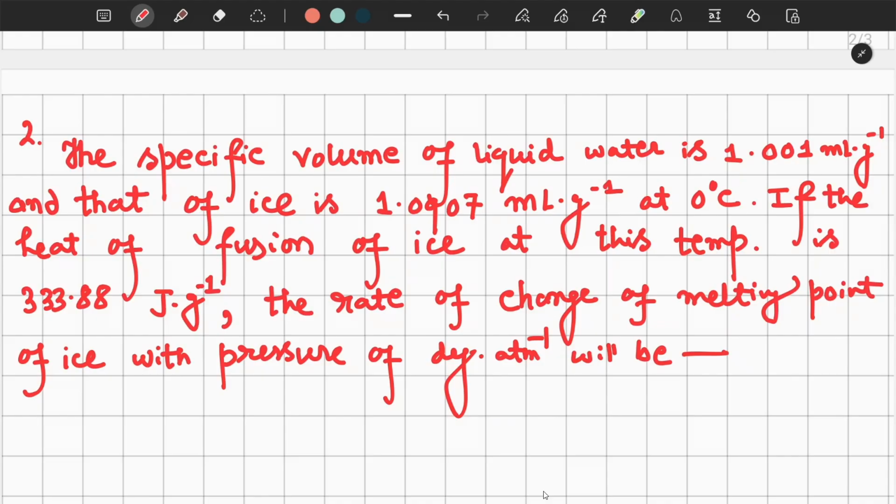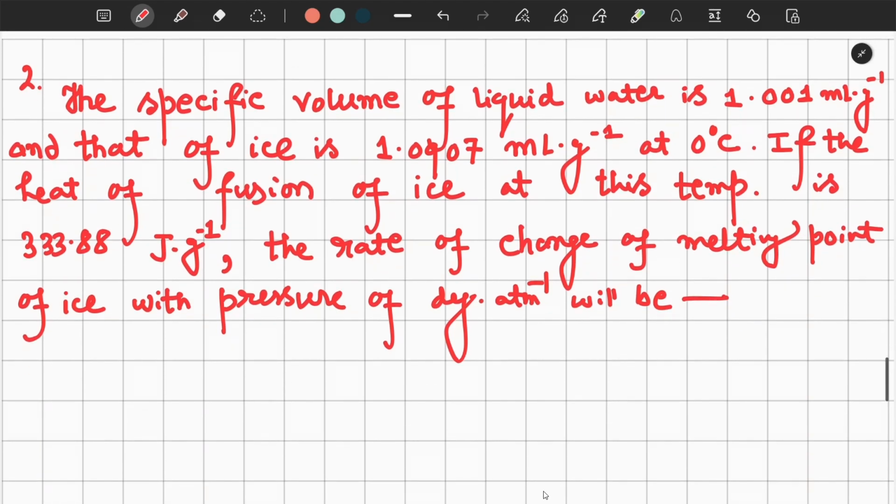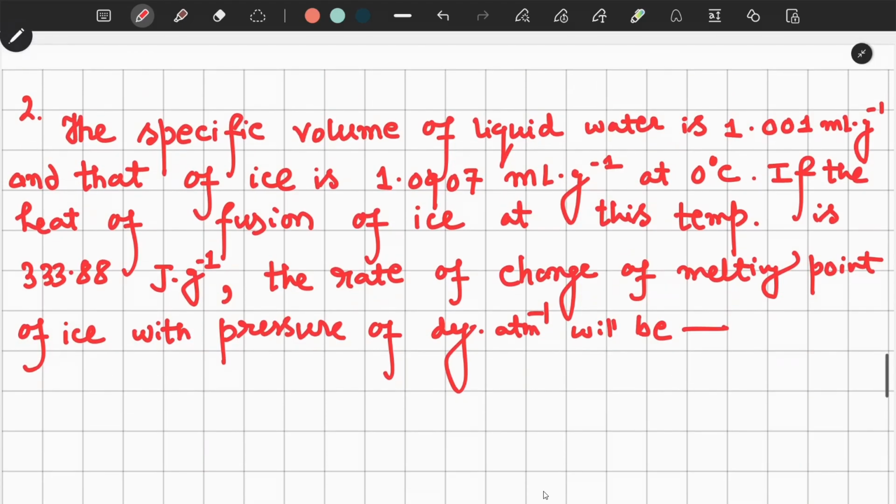What is the pressure? What does pressure mean? What is the value of the pressure? This one. Yes, I am applying the formula P equal to del H by del V into delta T by T. Now try, it's easy. This is the unit of slope.